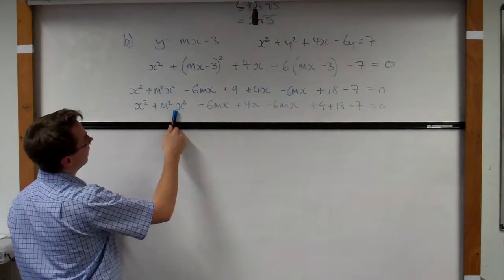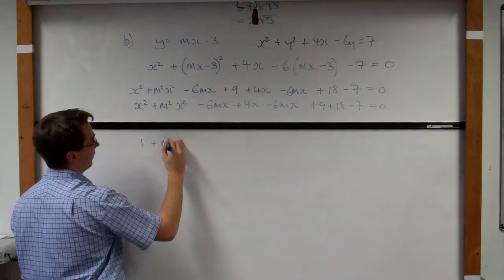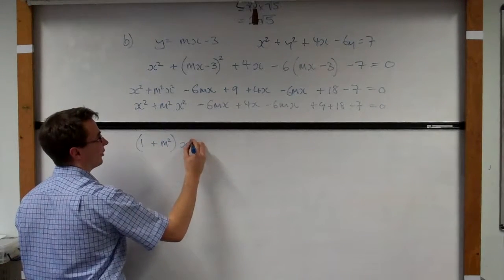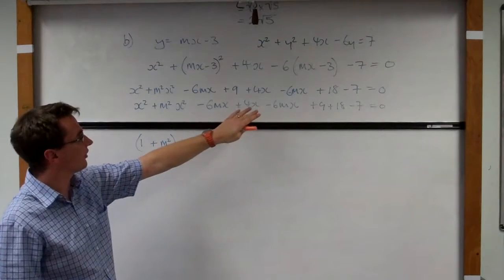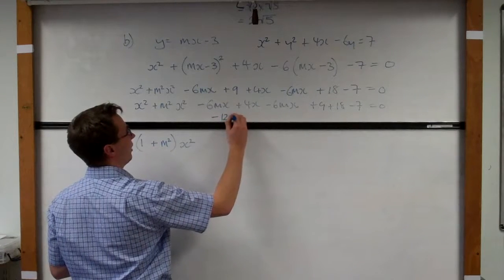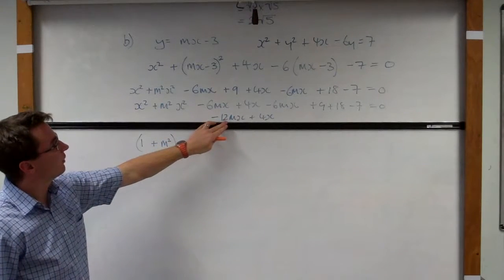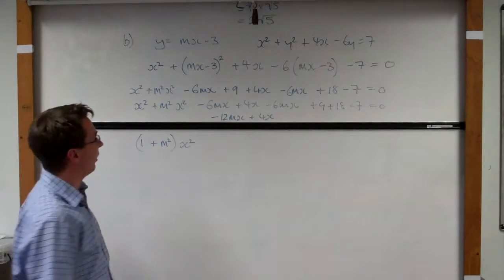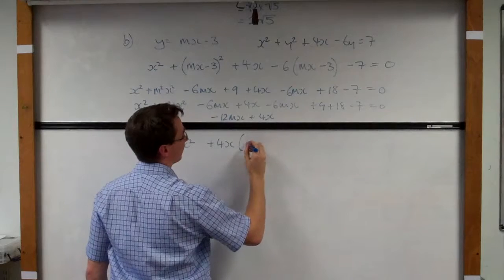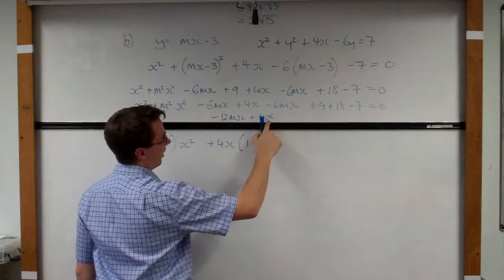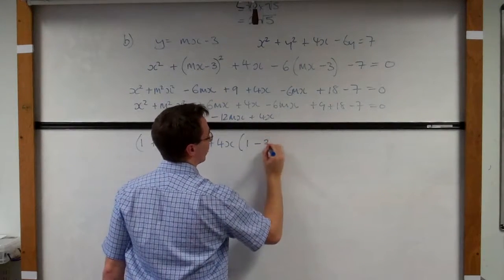So, I can see here that x squared can come out of both terms. So I'd have 1 plus m squared, lots of x squared. Then, I've got minus 6mx and minus 6mx. So here I've actually got minus 12mx plus 4x, sorry. So, from these two terms, I can take out 4x. So I can take out plus 4x, which would leave me 1 from the 4x which was there, and then when I'm taking the 4x out of this term, it's going to give me minus 3m.